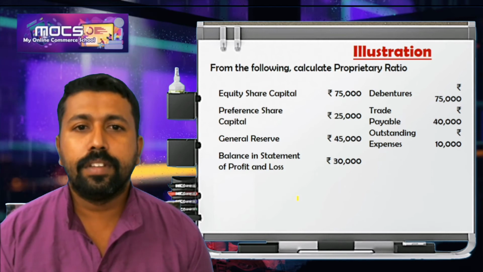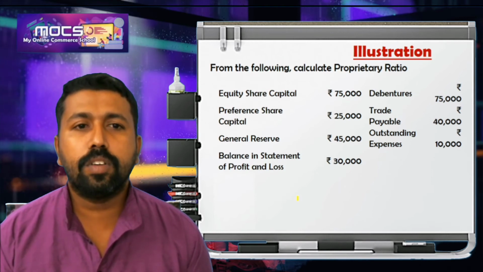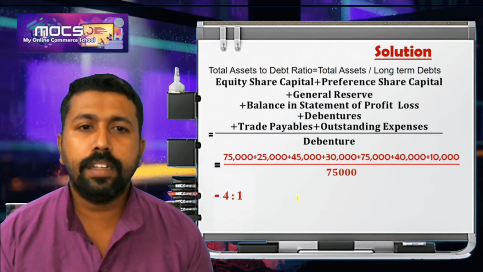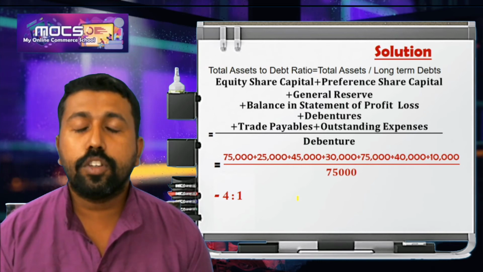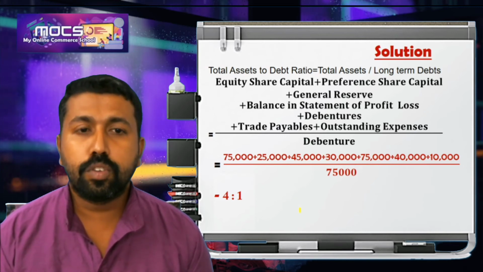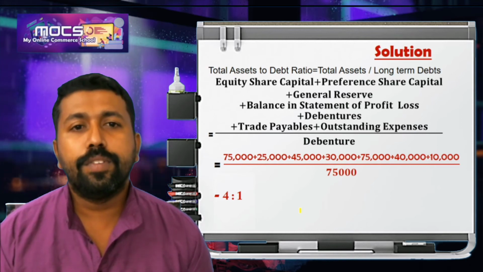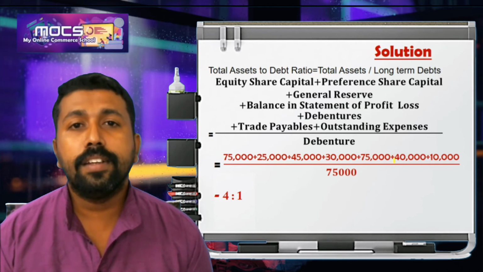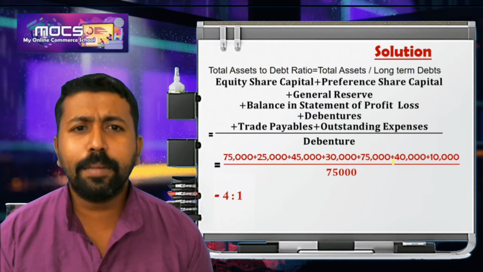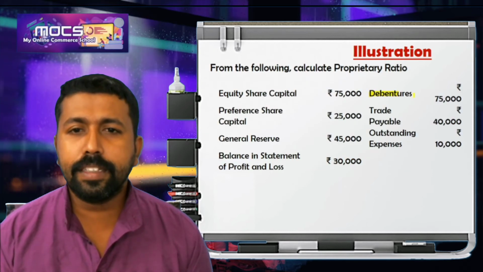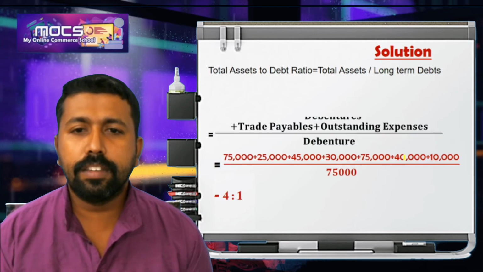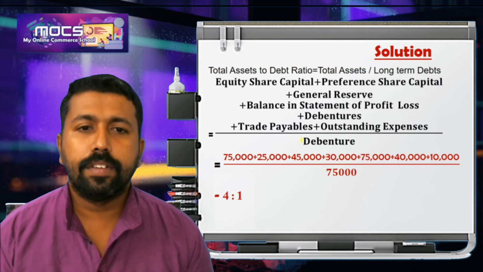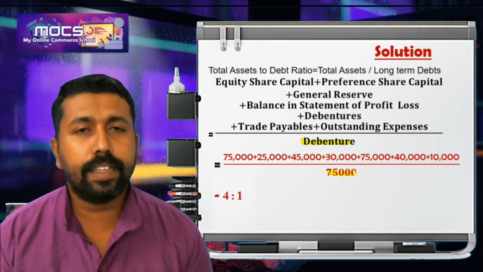Same question, same values, how we can calculate the ratio. So from this question, we have to find out the total value of asset in the top. So we are taking all the items. So we will get the value of total asset, and only one item is there in the question. Just look at that. Debenture is the only item, 75,000 is the only item to find the value of debt. So debenture is there, 75,000.